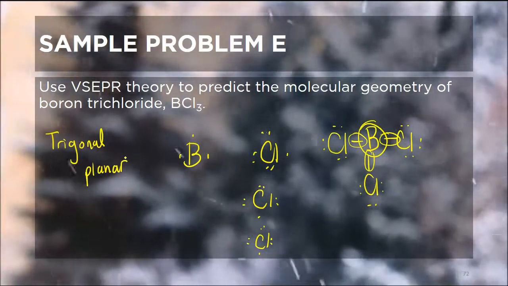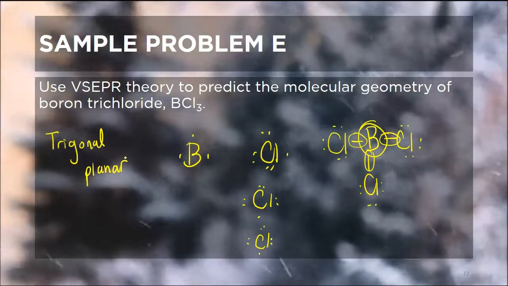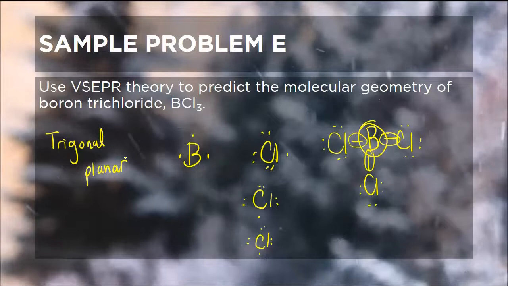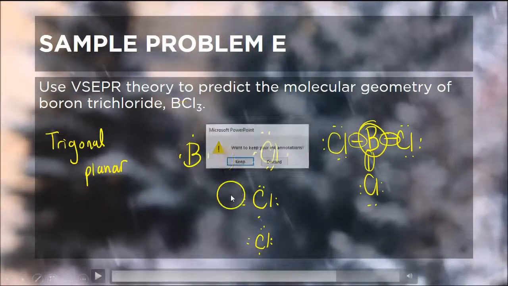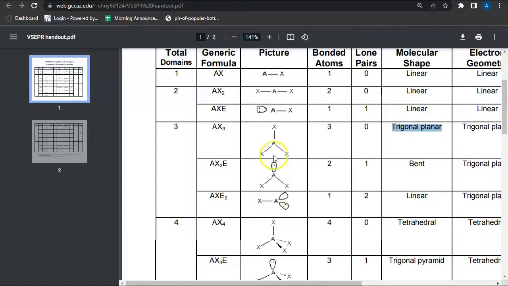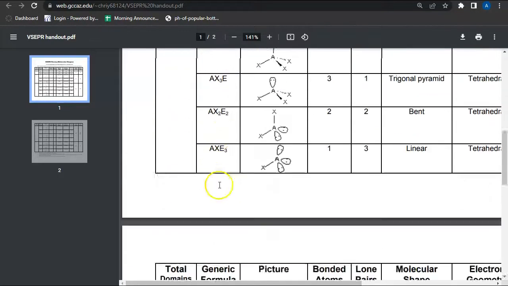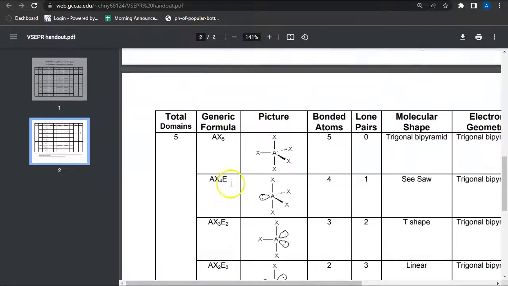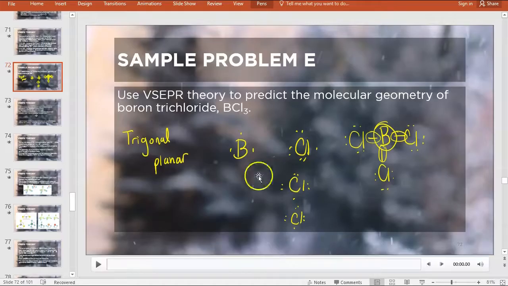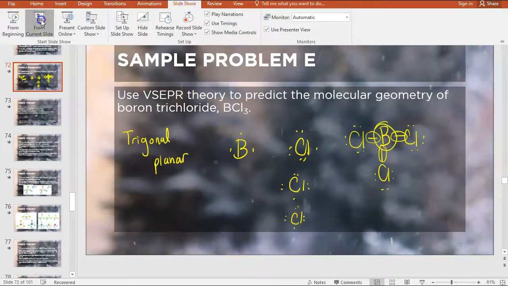Any questions on how we got trigonal planar on the chart? Like when I look at the chart? So you agree that we had only three domains. We didn't have a fourth, like a lone pair. Oh, you're on the wrong side. Yeah, the second page, you're not going to find it there. So yeah, you're good now. Yes, the 3 domains. We are good.